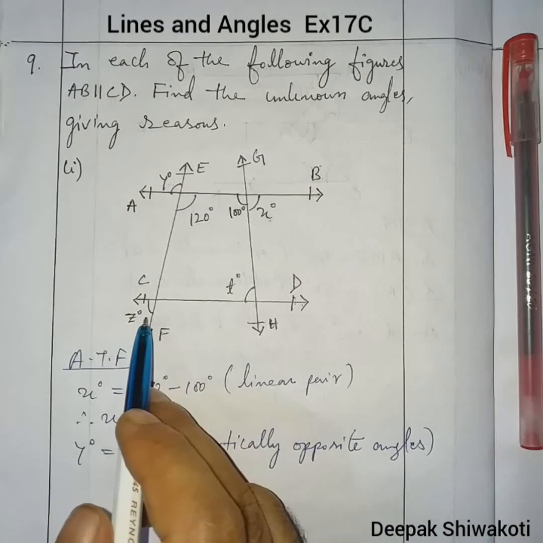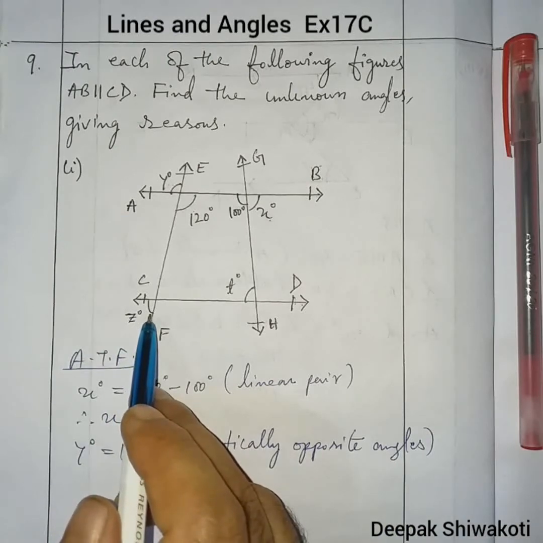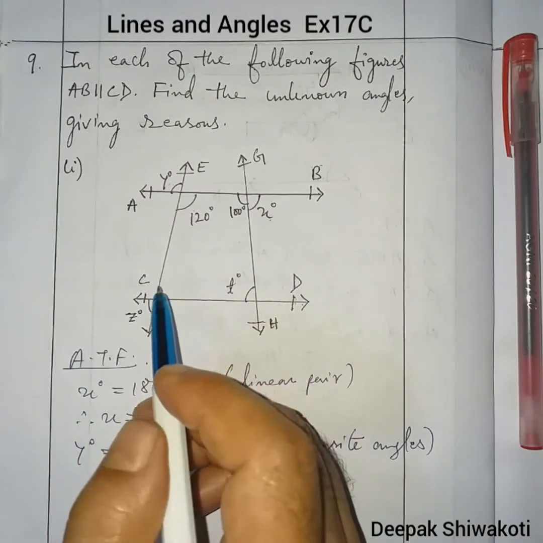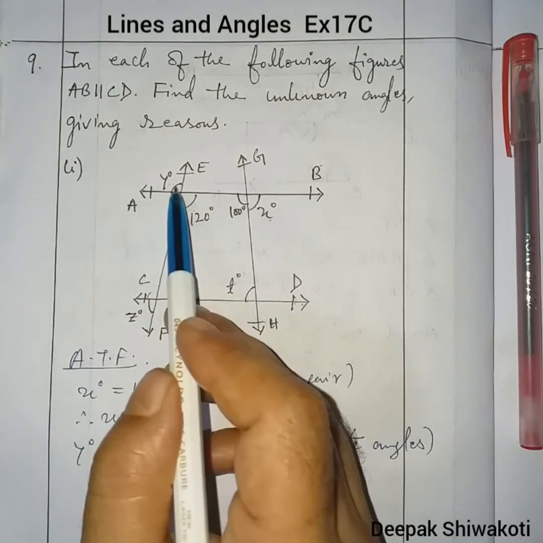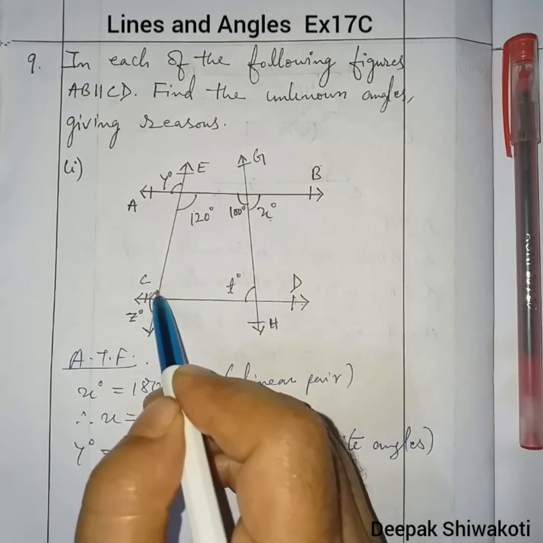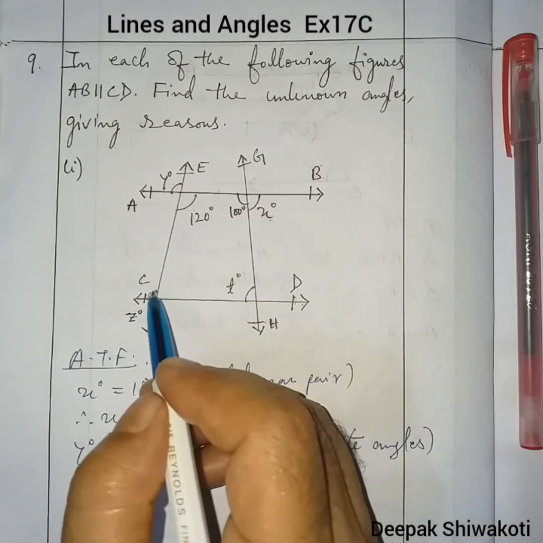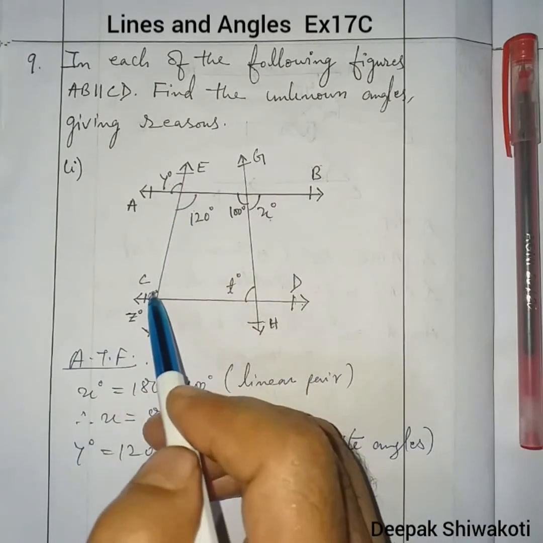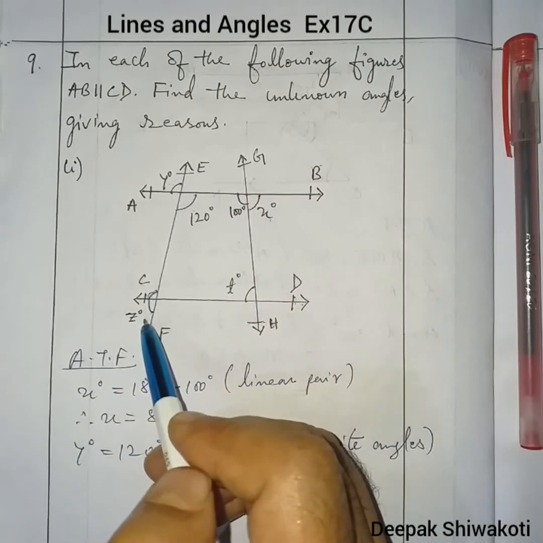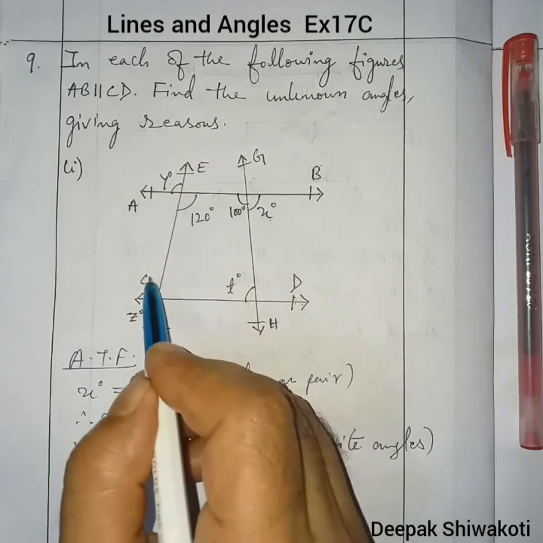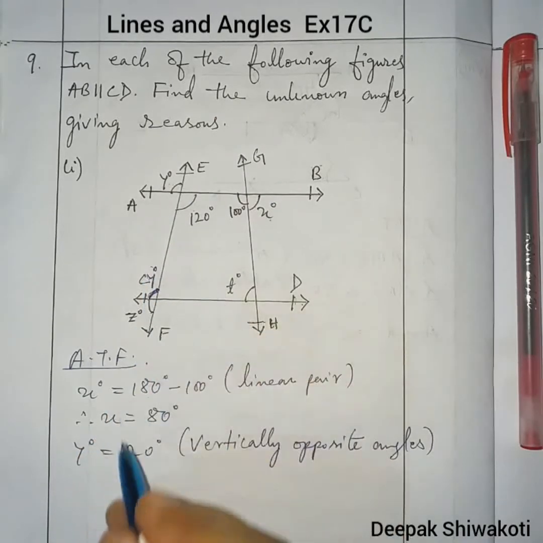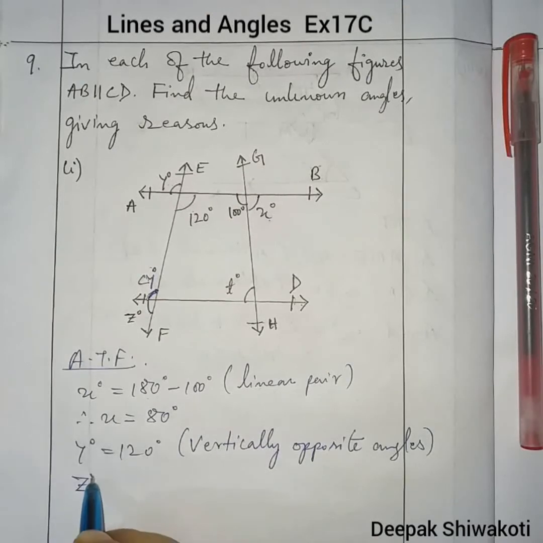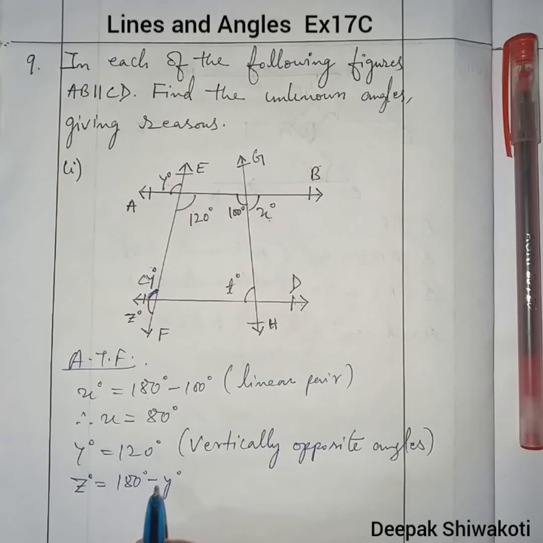Now z is equal to 180 minus y degree. Okay, because linear pair, this and this are corresponding angles. Okay, y degree and this angle are corresponding to each other. Okay, so these two are equal and this plus this is equal to 180, isn't it? So this also is y degree, this also y degree. So y plus z degree gives us a linear pair. So z degree here we can write as 180 minus y degree. Y we have got as 120 degree.